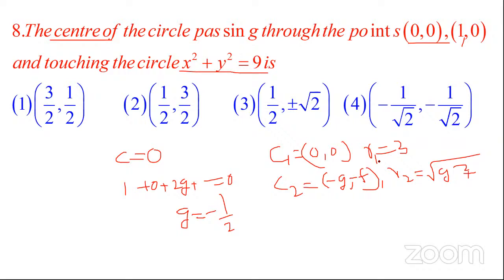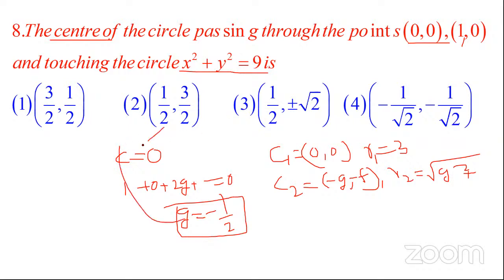So then g square plus 1 by 4. Then we find the C1, C2 values. Touching circles means C1C2 is equal to R1 plus R2. We just have to check that formula. Then you will get the g value as minus 1 by 2. From this, we can take 1 by 2.